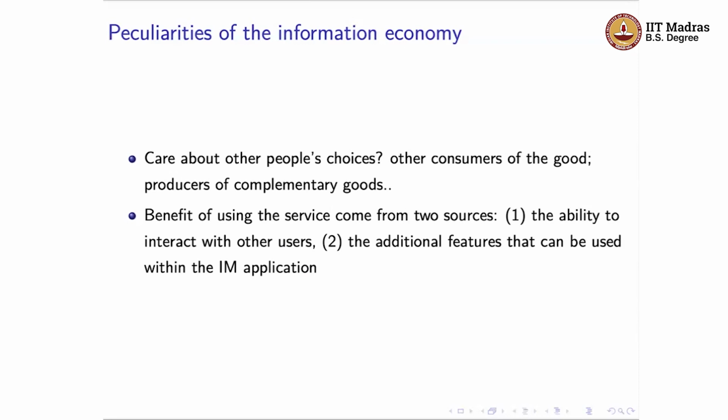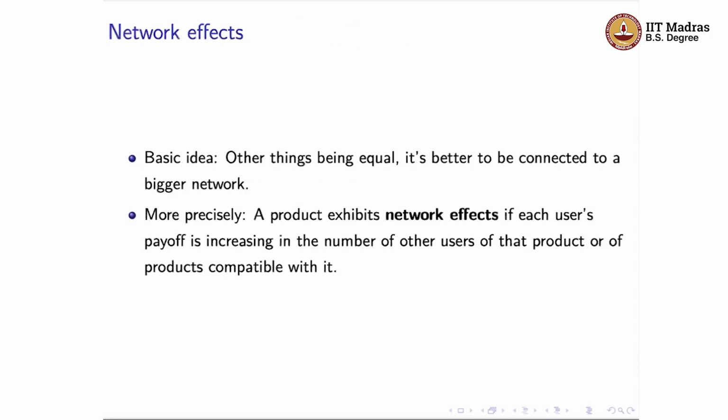Whereas in the second case between macOS and Windows, you are probably thinking about other people's choices in the sense that you are thinking about who the producers are who are going to produce these complementary goods, which are the different software that you can use on these two operating systems, right? So what that tells you is that sometimes the benefits of using the service come from two sources. One is the ability to interact with other users, and secondly, the additional features that can be used with the various applications, right? These are basically the main idea behind network effects, right?